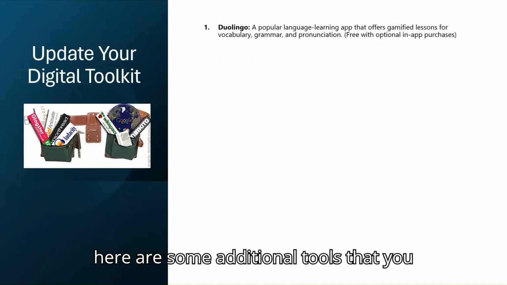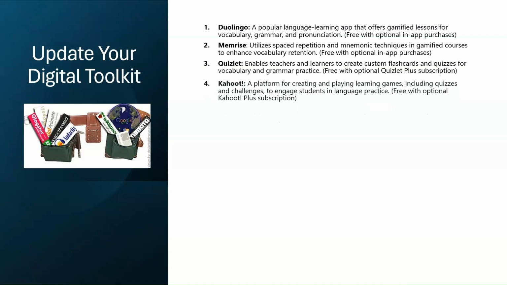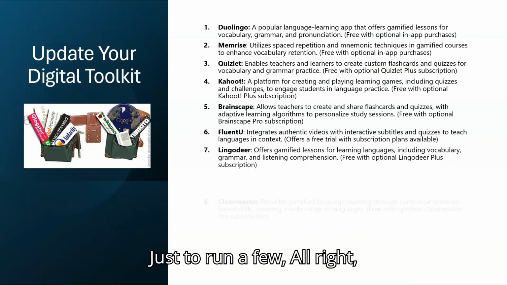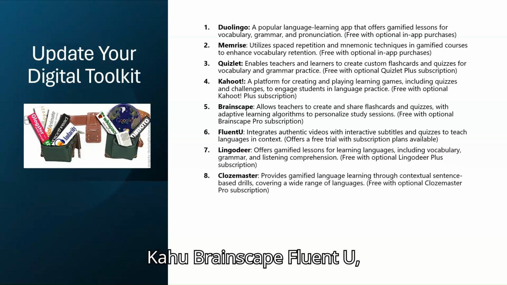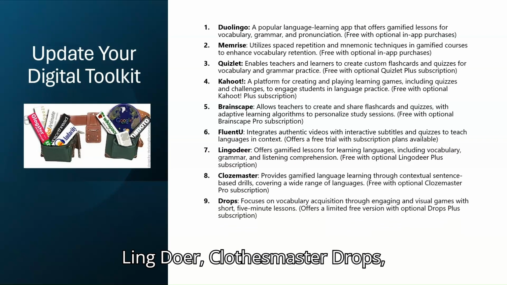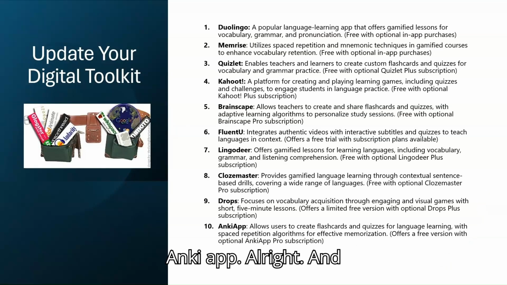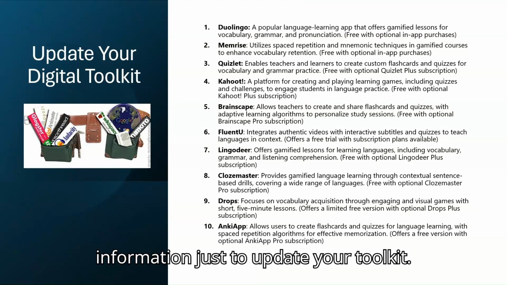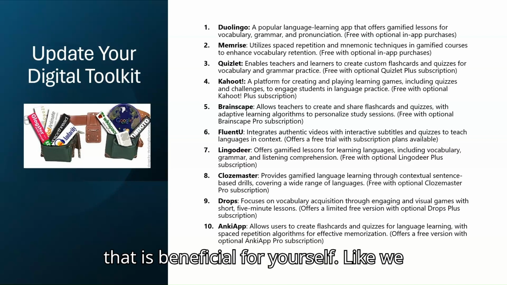So here are some additional tools that you can add to your digital toolkit. Just to run through a few: you have Duolingo, Memrise, Quizlet, Kahoot, Brainscape, FluentU, Lingodeer, ClozeMaster, Drops, and the Anki app. Again, this is just giving you some information to update your toolkit. You can check it out and see what you feel is beneficial for yourself.